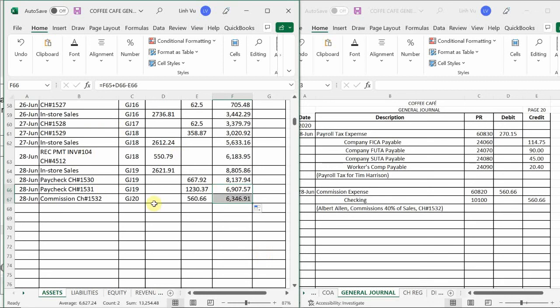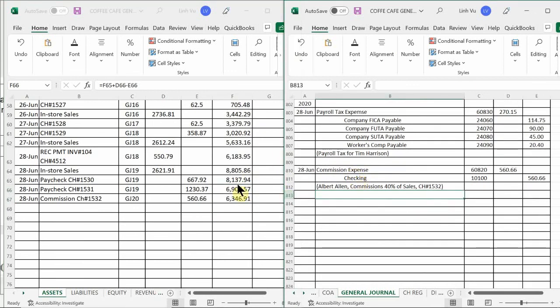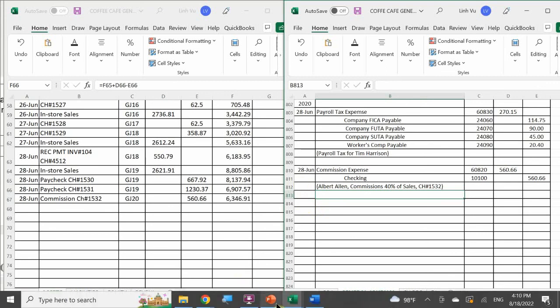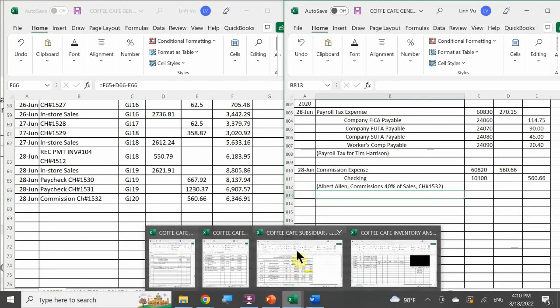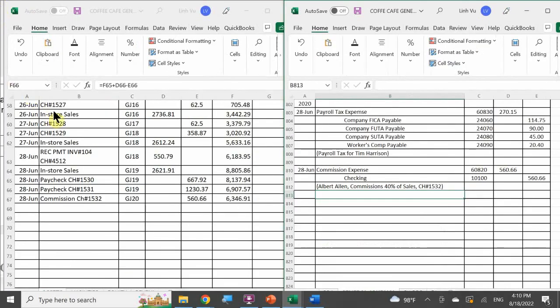So again, how much money do we still have remaining in our bank? $6,346.91. That was a lot we had to pay for our employees, right? That's almost $2,000 that I paid to my employees, plus my sales representative. And again, commissions doesn't need to be updated or anything there, because it's just to record how much money Albert has earned. No need there.